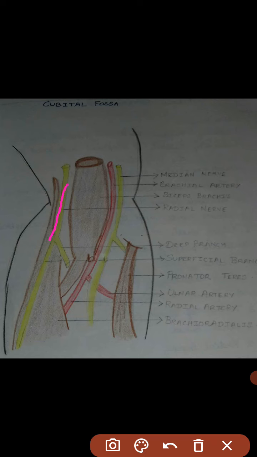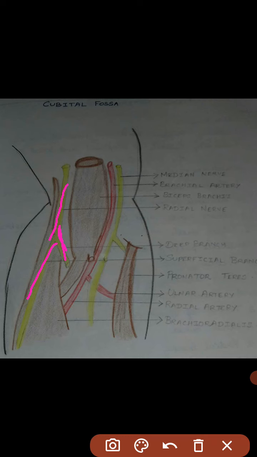It descends from medial epicondyle to the lateral epicondyle, and then it enters the cubital fossa. And in the cubital fossa, radial nerve gives deep branch and superficial branch. This is the deep branch and this is the superficial branch. The deep branch is also called posterior interosseous nerve, and this posterior interosseous nerve gives branches to extensor carpi radialis brevis and supinator, and then it leaves the cubital fossa by piercing supinator muscle.